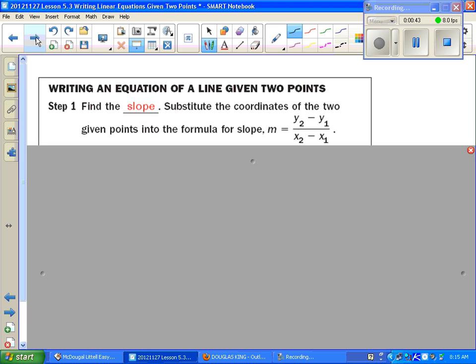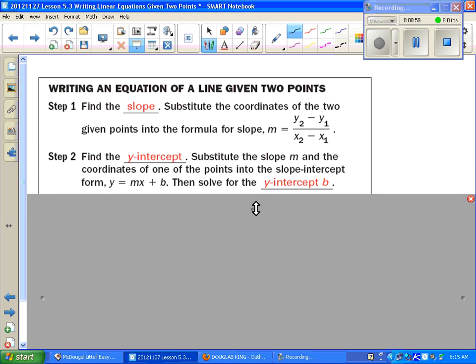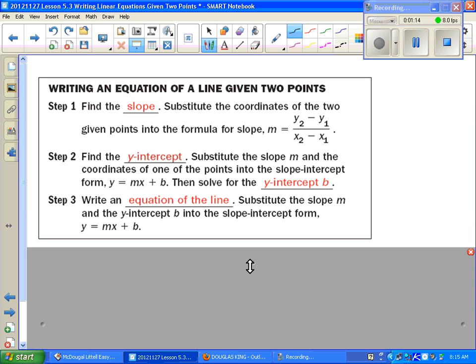Step number one for writing equations, finding 2 points. First thing you need to do is find the slope using the slope formula. The change of y is y sub 2 minus y sub 1 over x sub 2 minus x sub 1. Second thing you need to do is find the y-intercept. This is what we did yesterday. So you need to plug in y, x, and m in order to find b, and we'll look at an example of that in just a second. Once you have m and you have b, you're just going to plug those two in place of m and b, and it'll be y equals mx plus b. So you're just writing an equation of the line.